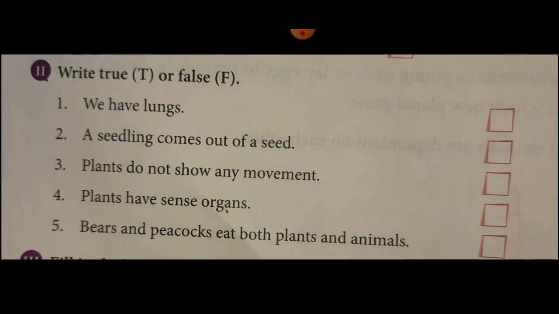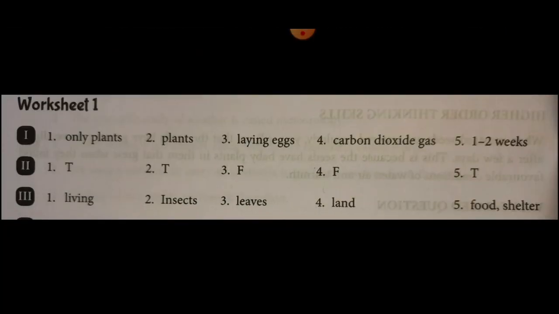Write true or false. We have lungs. True or false? Correct answer, true. A seedling comes out of a seed. Seedling means baby plant. Baby plant comes out of a seed. Yes or no? Yes, that is also true. Look here, the answer is there if you have doubt.